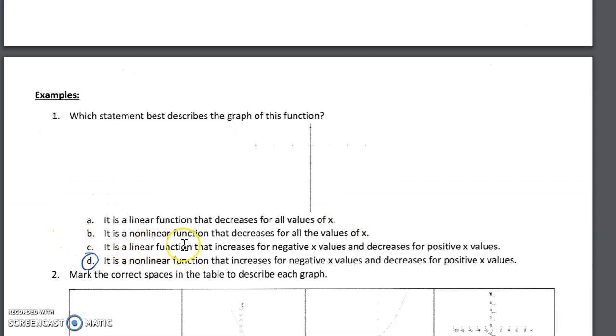It is a linear function. Done. Don't have to look at the rest of that. It's not linear. Okay? Go to your next one. It is a nonlinear function that increases for negative x values and decreases for positive x values. Does that work? Do you have an increasing and a decreasing? The answer is yes, you do. So letter D works for that.